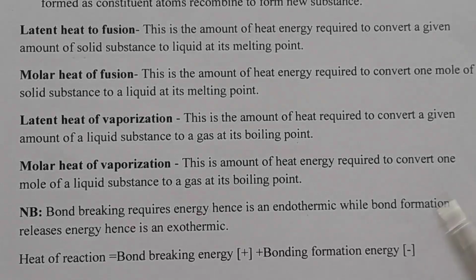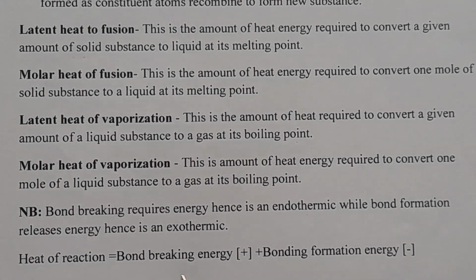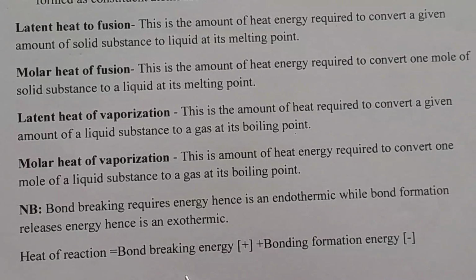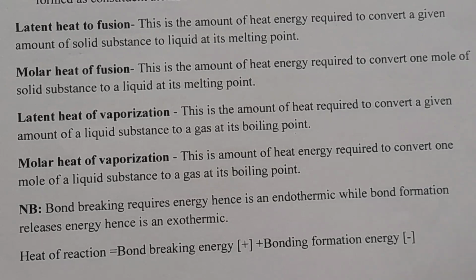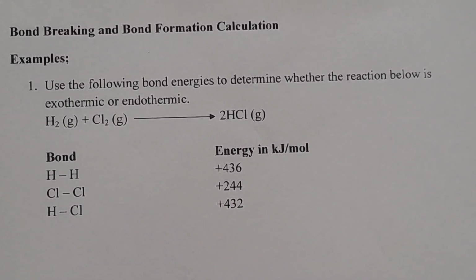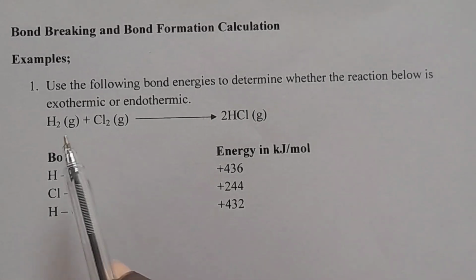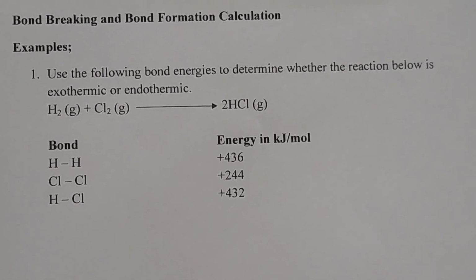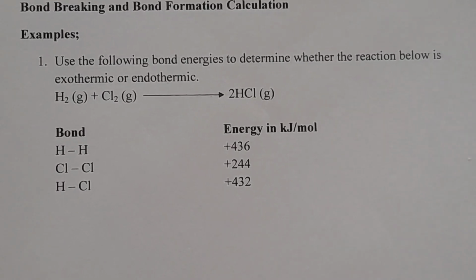If you get a positive sign, that means the reaction will be an endothermic reaction. If you get a negative sign as your overall enthalpy change or heat of the reaction, you are going to have an exothermic reaction. Okay, let's start first of all by writing this equation in open structure. Let's have our bond breaking and bond formation.